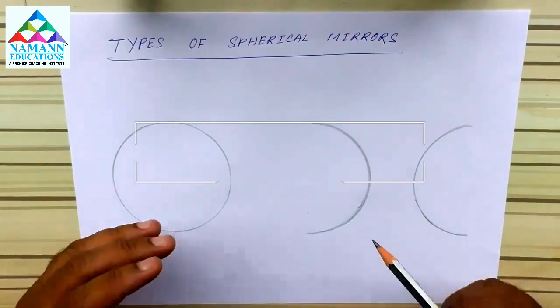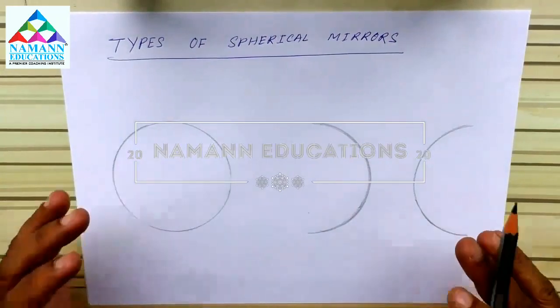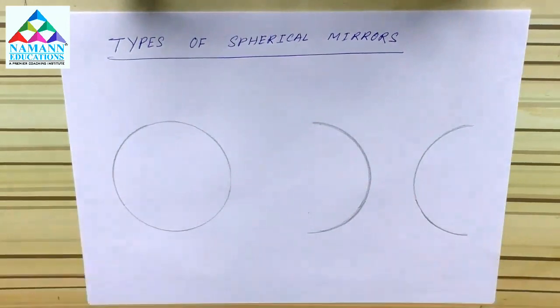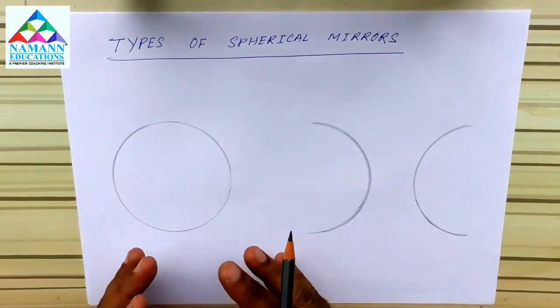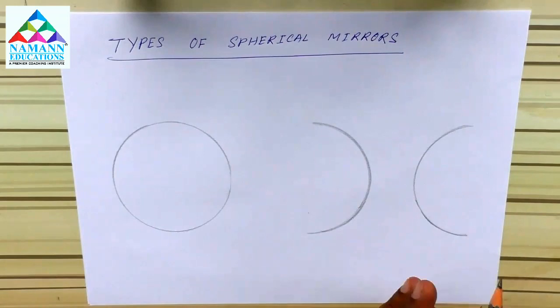Welcome students, in this part of the video we will discuss how to draw ray diagrams related to concave and convex mirrors, showing the formation of images. We'll place objects at different positions and try to draw the diagrams so that we can get the images at different positions.